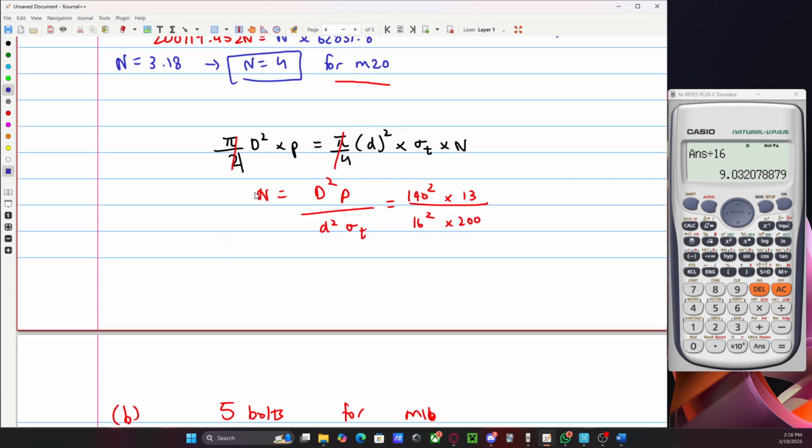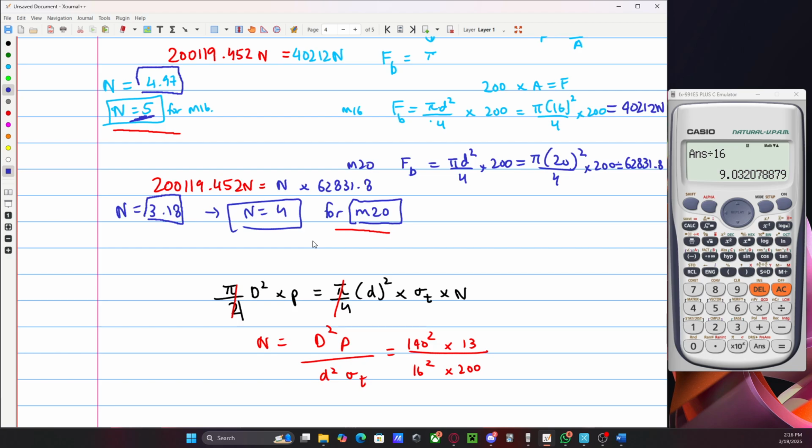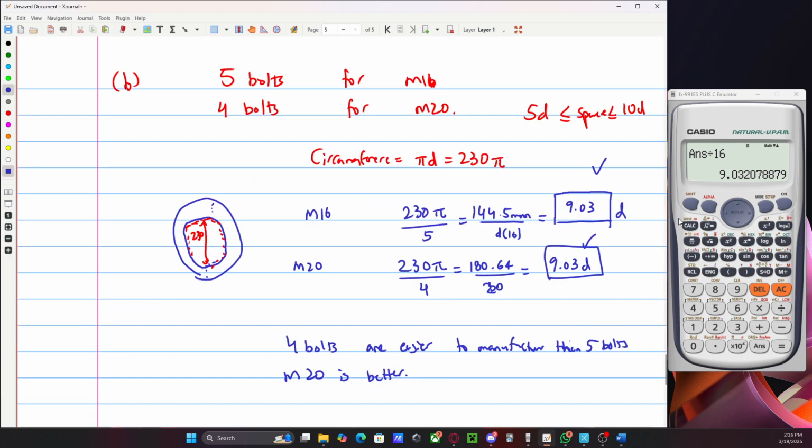But you can also go up here, and if you compare, we had 4.97, and we went to 5. And if we had 3.18, we went straight to 4. So this can allow for more stress or anything that can happen to the vessel. This is just some things that you can compare, because this is more of an understanding type of question for part B. But they both satisfy the limits that we were given, 5D space and 10D.